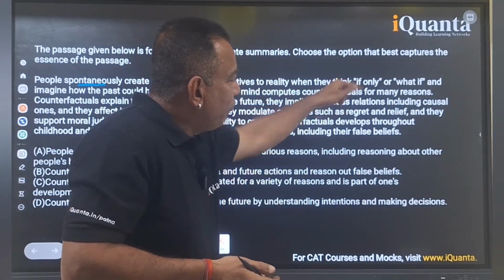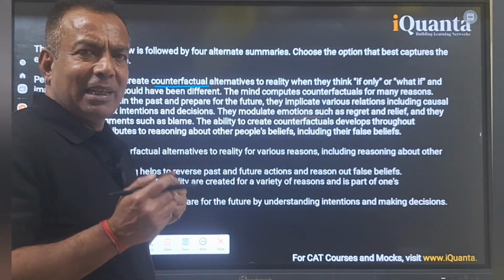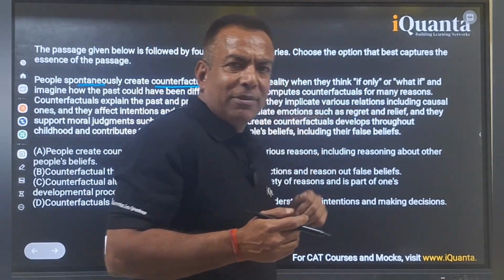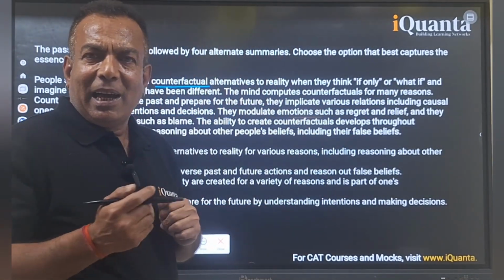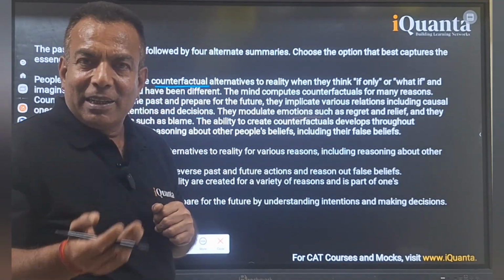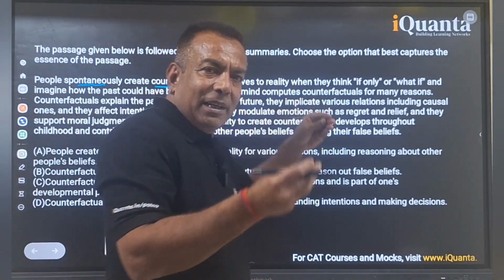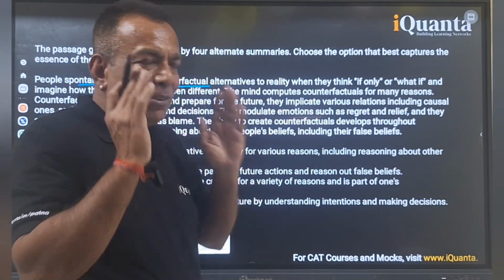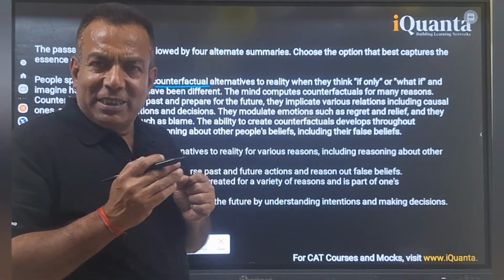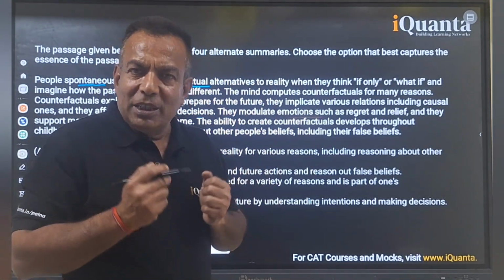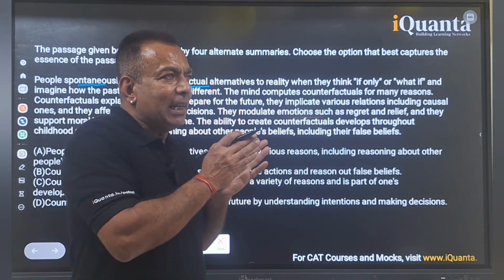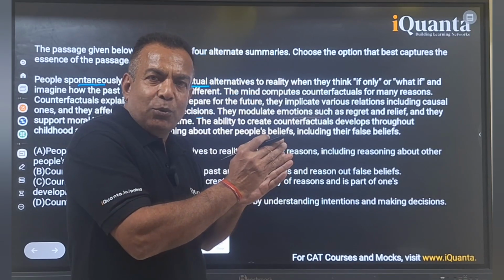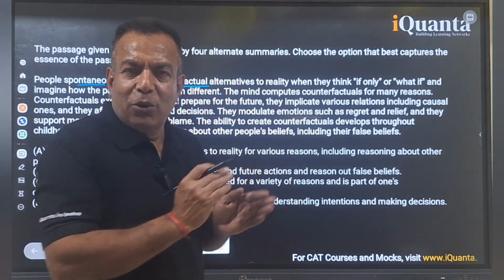When they think, if only, like, if this had happened, and what if. What if this had happened, then the result would have been like this. So accordingly they are managing their thought process by assuming certain things, assuming that if this had happened, the result would have been this, and if that had happened, the result would have been different.